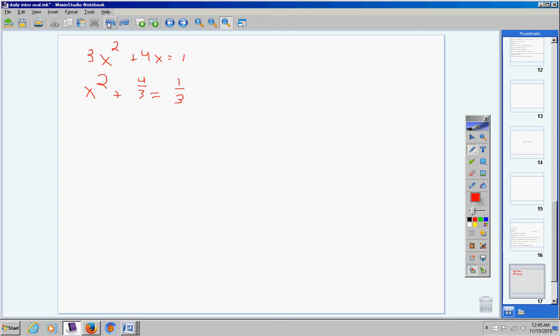Next, there should be an x here. Next, take this number here, multiply it by 1/2, and then square it. So that's 4 9ths. So we're going to add 4 9ths to both sides.